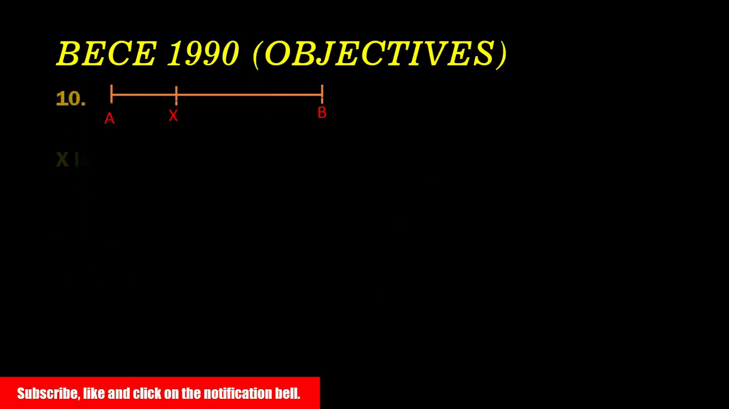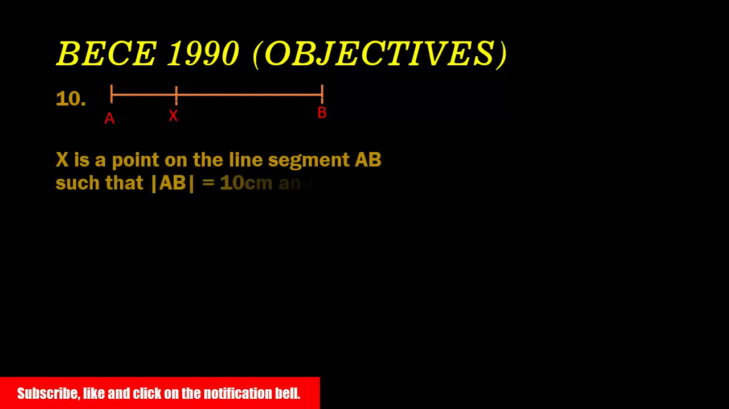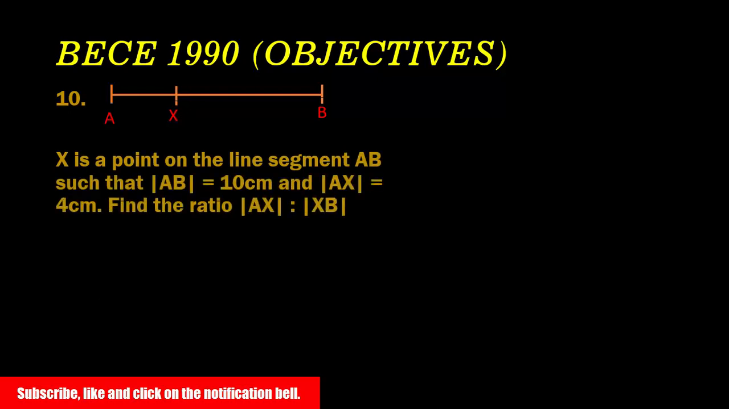Number 10. X is a point on the line segment AB such that the magnitude of AB is equal to 10 centimeters and the magnitude of AX is equal to 4 centimeters. Find the ratio, the magnitude of AX to the magnitude of XB.